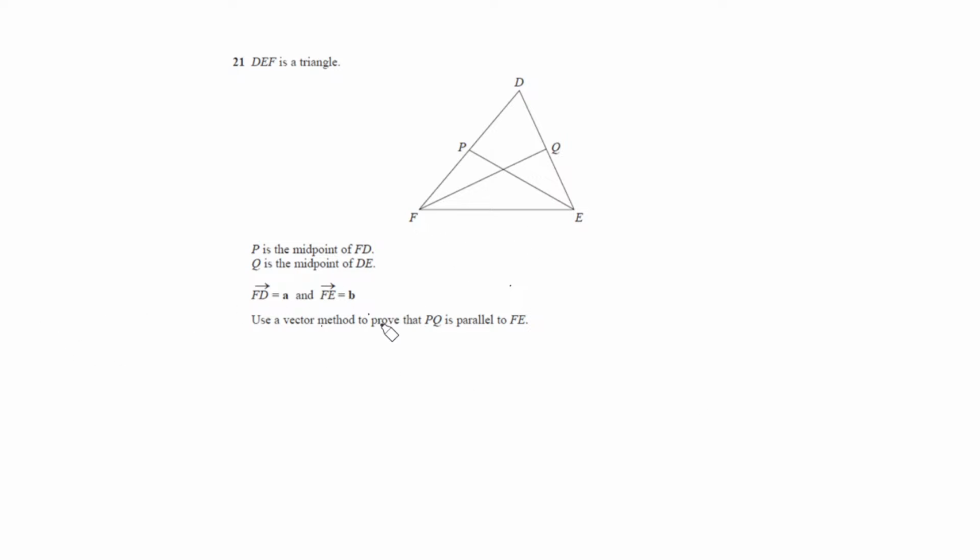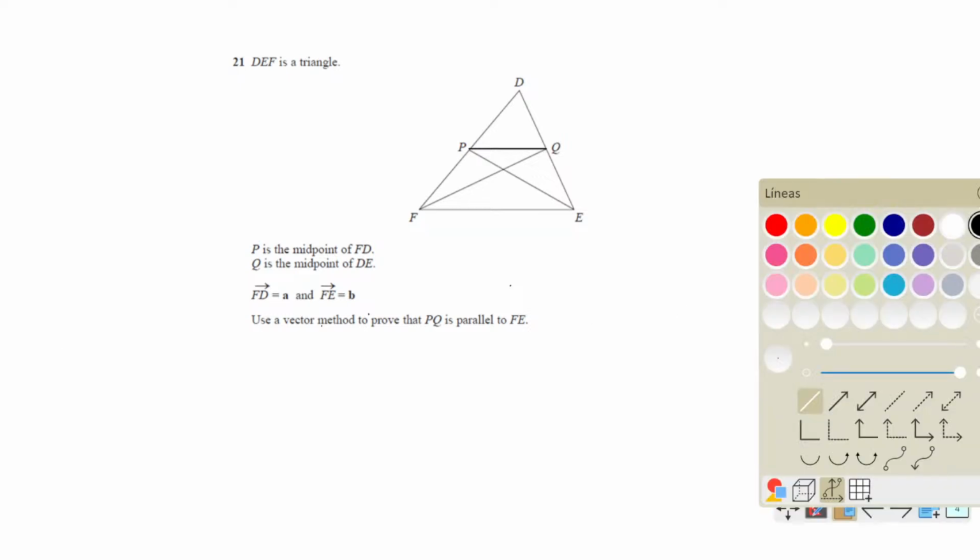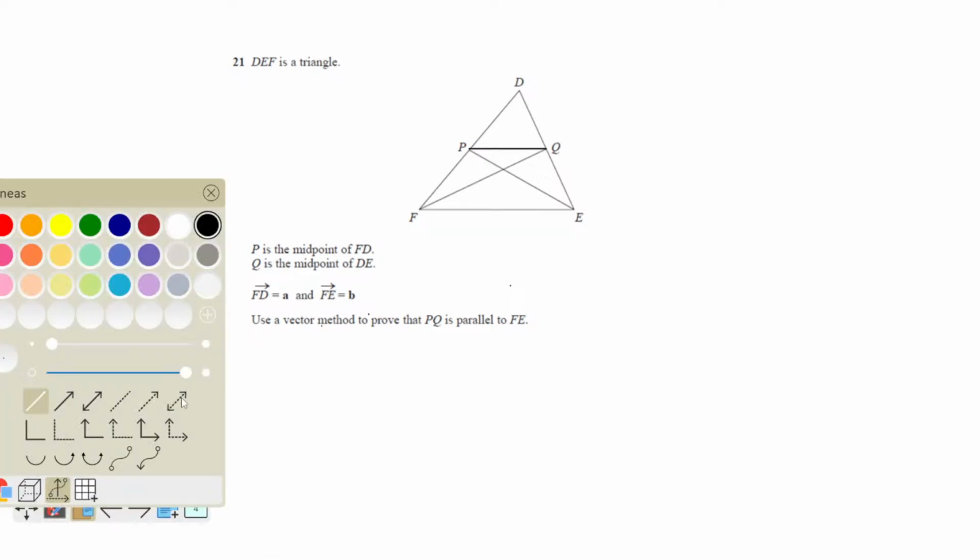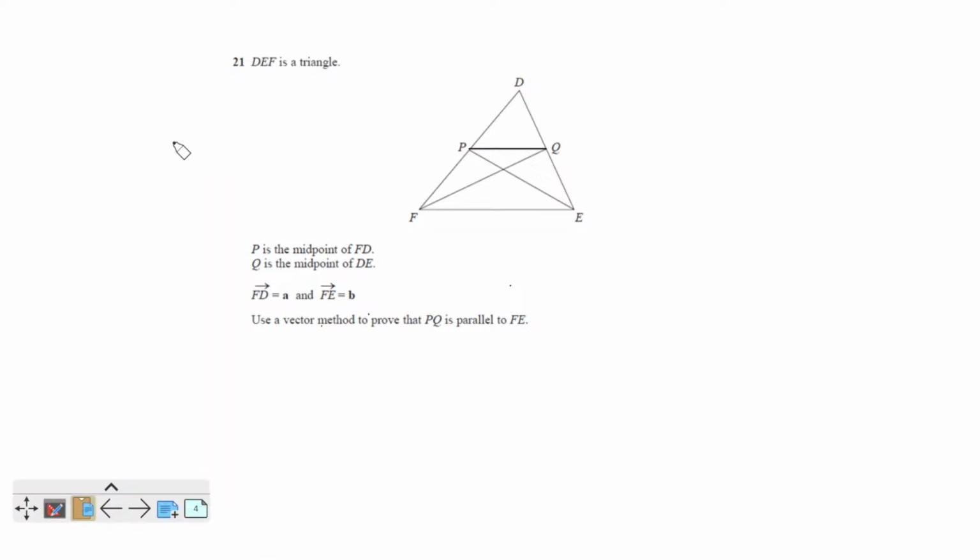But this is a much nicer one because it's saying use a vector method to prove that PQ is parallel to FE. So I'm going to draw the line PQ if they haven't already. Obviously draw any vectors or lines that you find helpful. So if they say prove they're parallel, you just need to basically find those 2 vectors. And then at the end we'll prove that they're parallel, right? So let's see what they've given us.